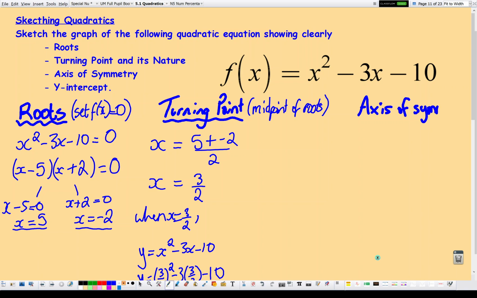That's just x equals the x value of the turning point. So the x value of the turning point is 3 over 2, so it's just x equals 3 over 2. That's all we have to do for that. And the last one is the y-intercept.